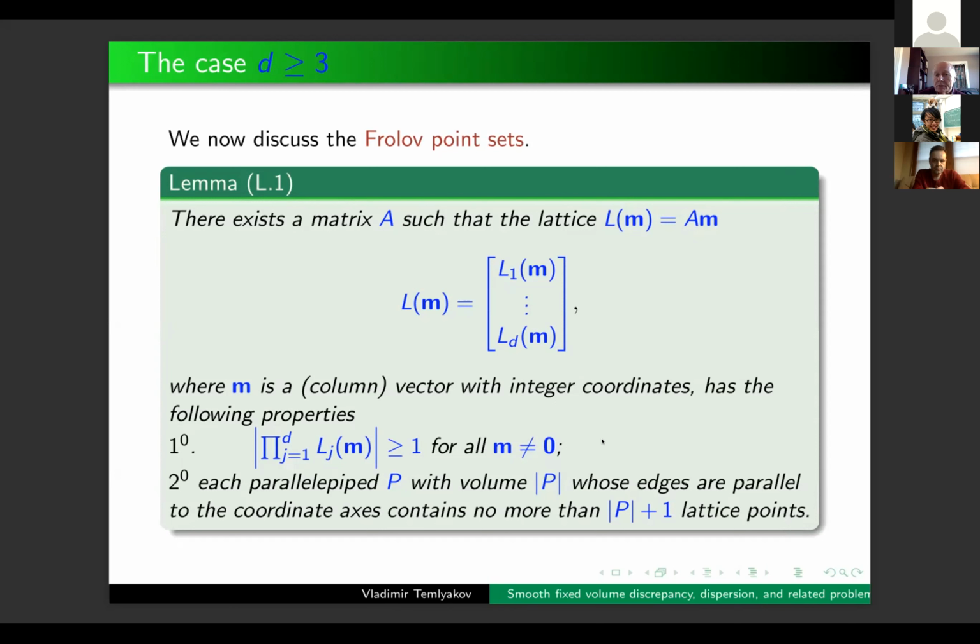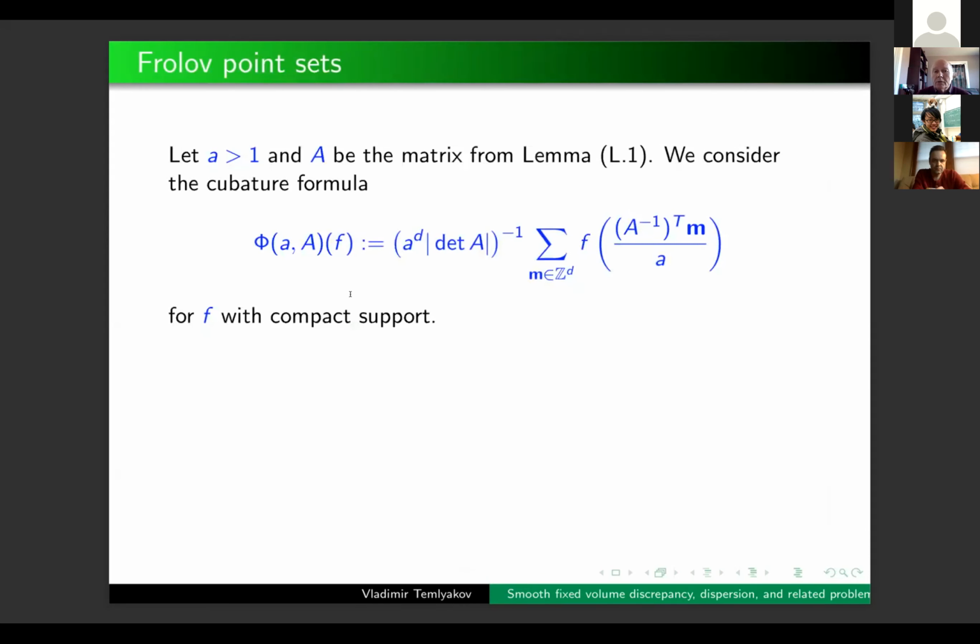So there exists a matrix, and this can be proved, as I said, using just algebraic number theory. But if you have a matrix like this, then we can build good Chebyshev formulas, and these are those Chebyshev formulas. So we evaluate our function at these points. So this is the non-periodic case. So clearly we assume that f is a function of finite support.